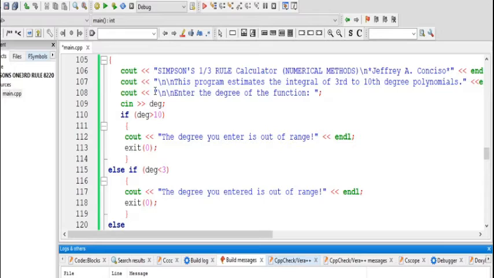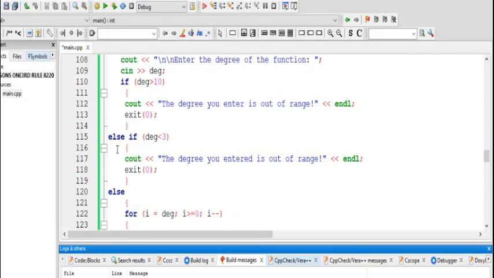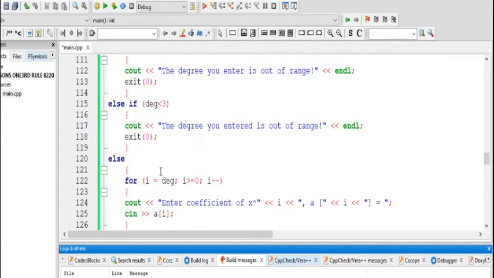And then we will be prompted to enter the degree of function. We have 2 spaces here, and then the degree of function will be saved in degree. If the degree entered is greater than 10, we will print out the degree you entered is out of range, and the program will be terminated. Else, if the degree is less than 3, then we will print out the degree you entered is out of range, and the program will be terminated.